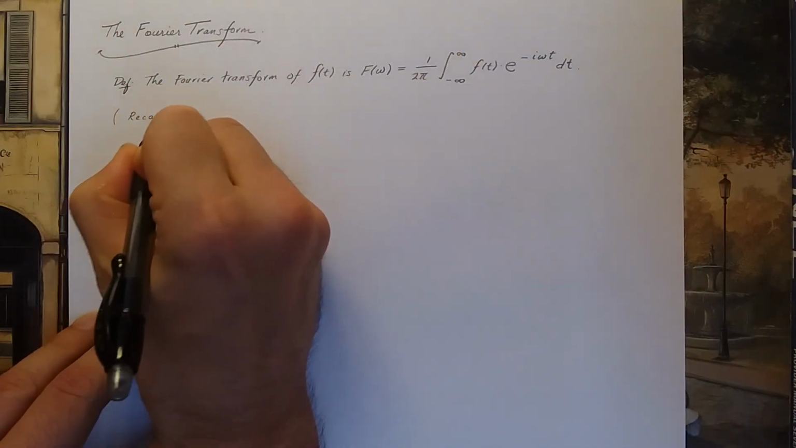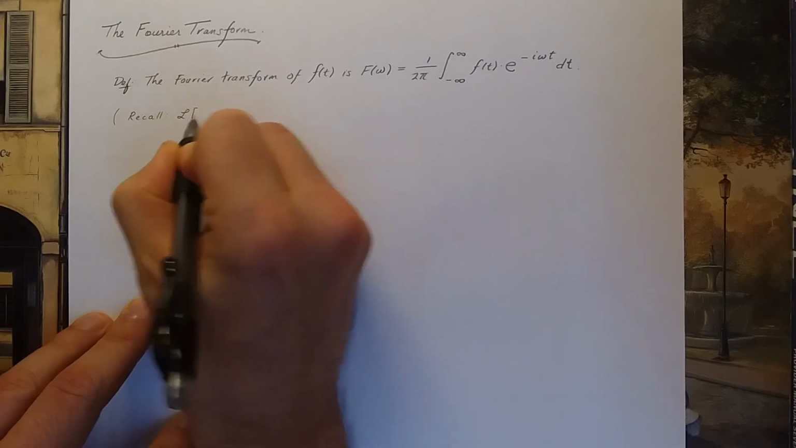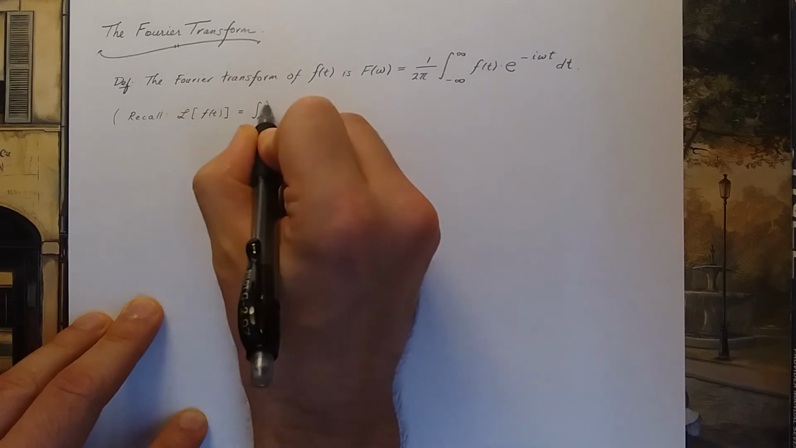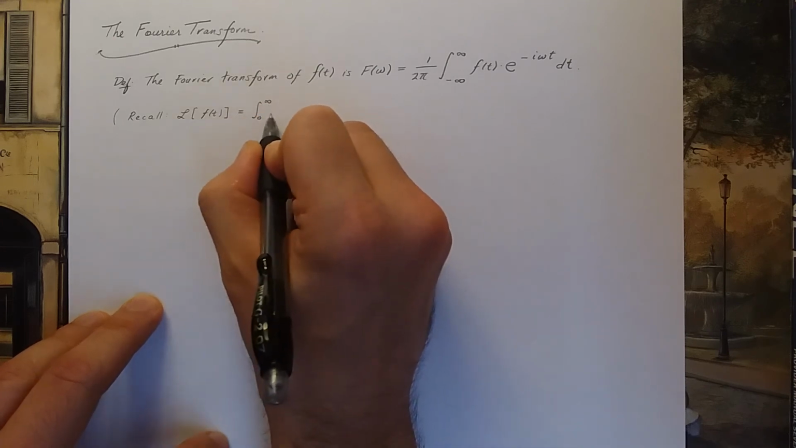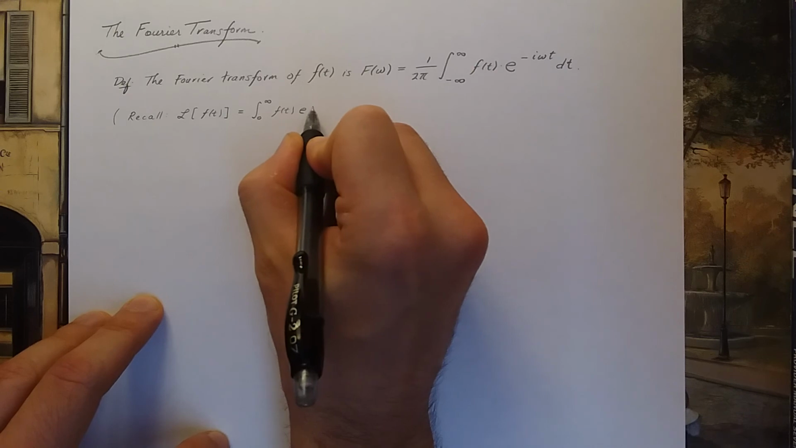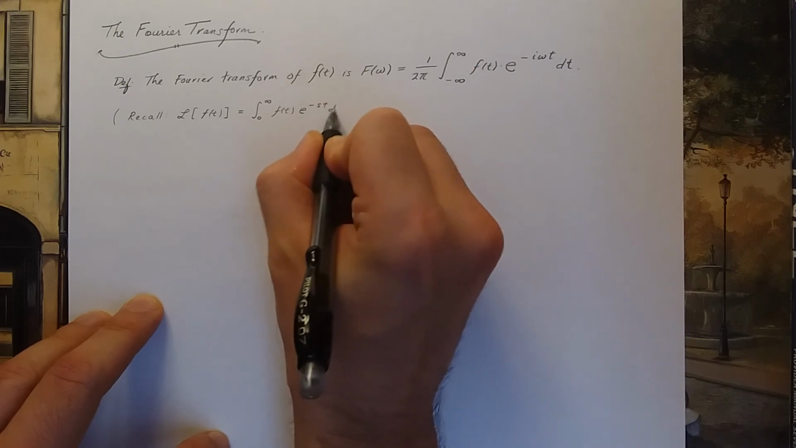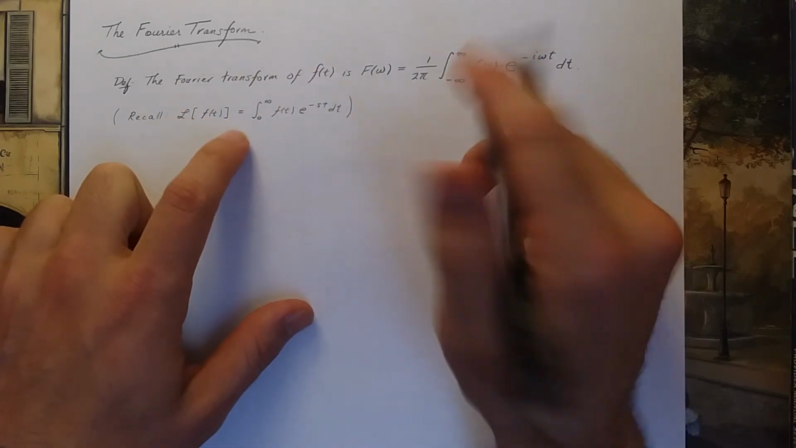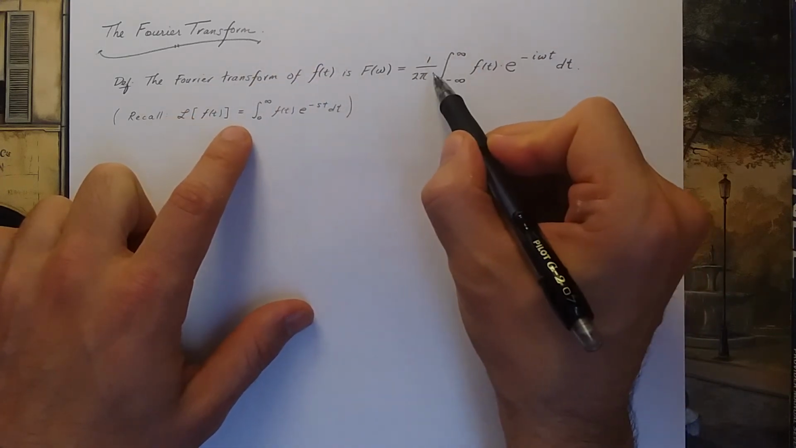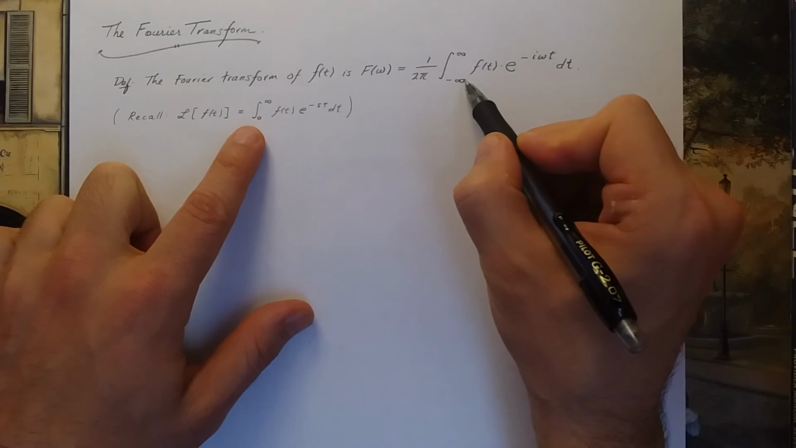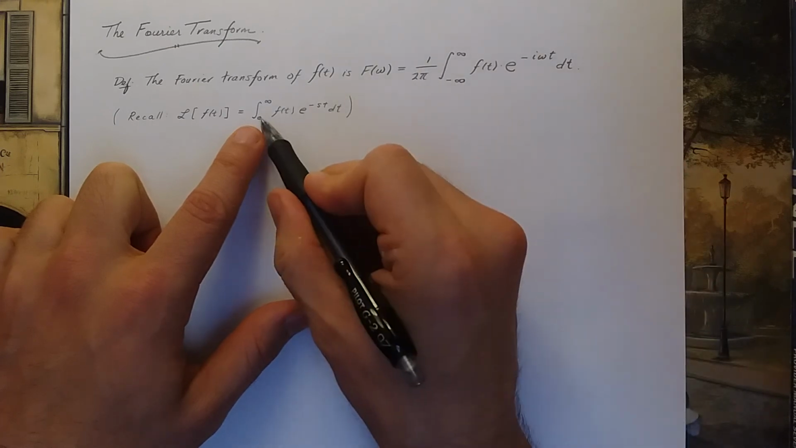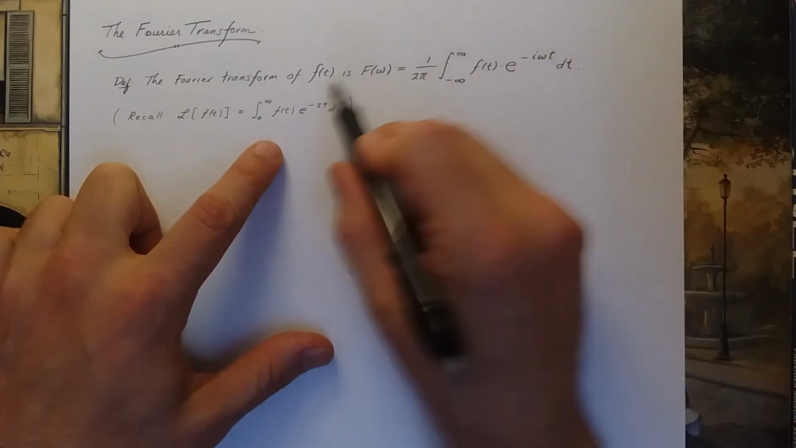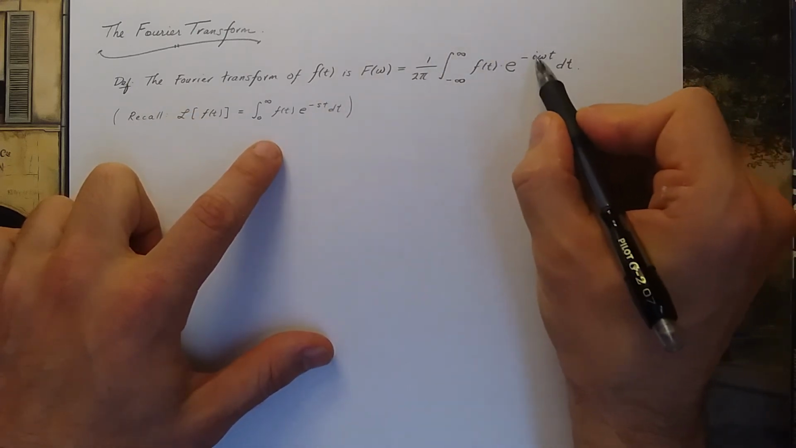So recall that the Laplace transform of your function is a similar integral. It's the integral from 0 to infinity of your function times e to the negative st dt. So the differences between the Fourier and the Laplace transforms are this factor of 1 over 2 pi. The Fourier transform's integral starts at negative infinity instead of 0. And instead of an s in the Laplace transform, the Fourier transform has a negative i omega.